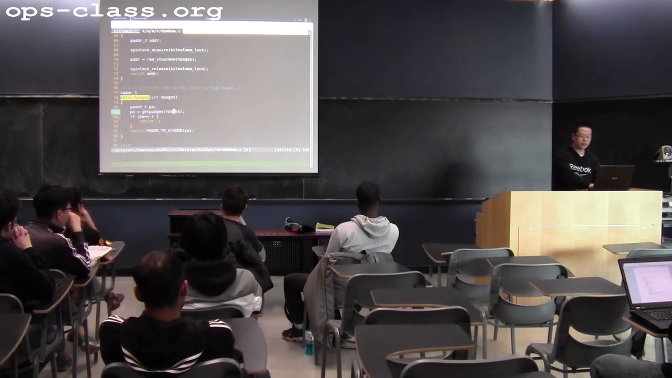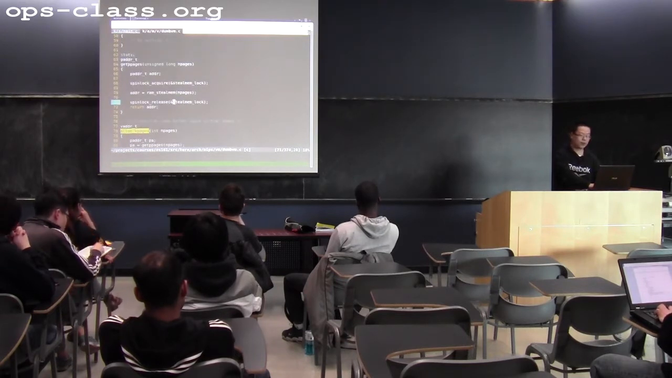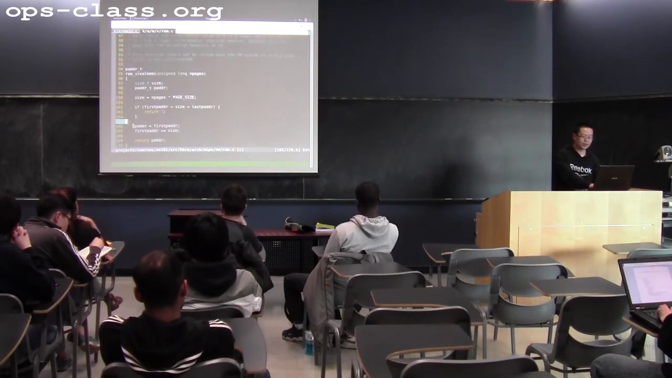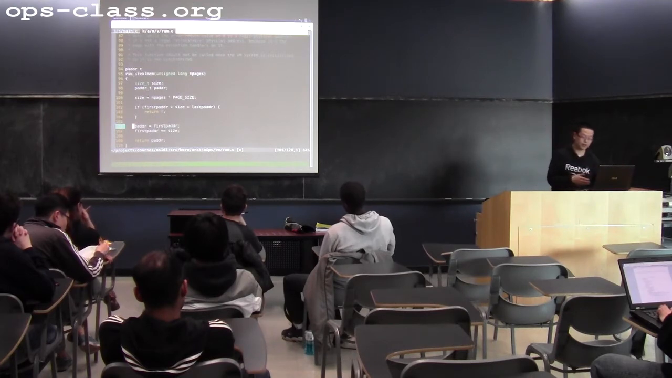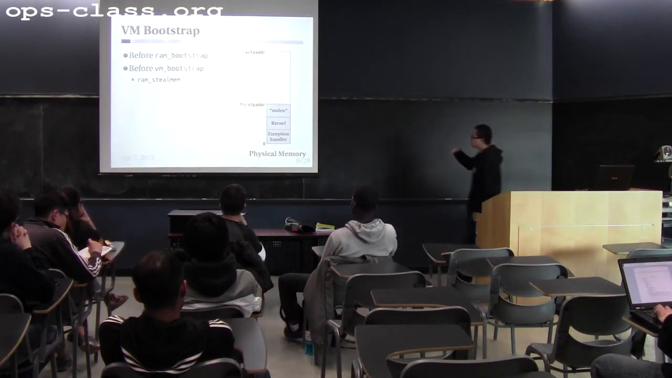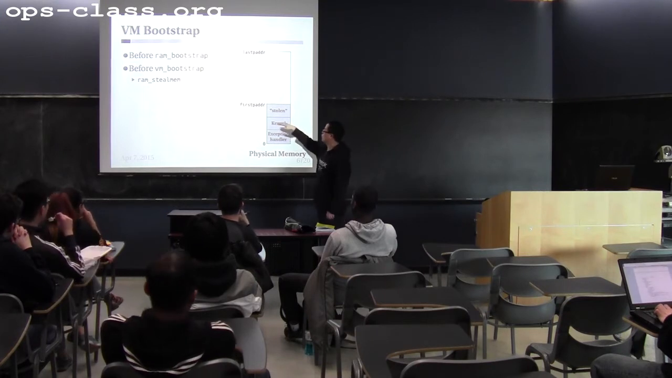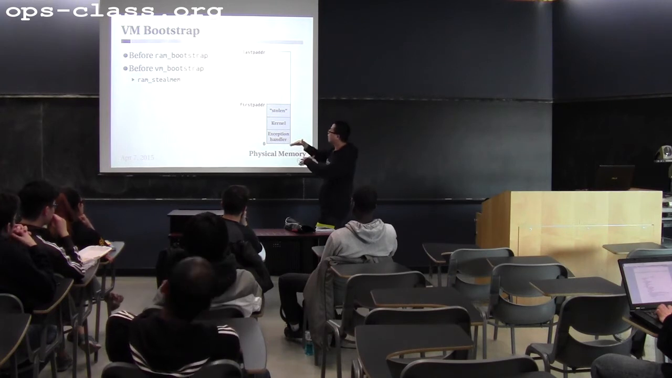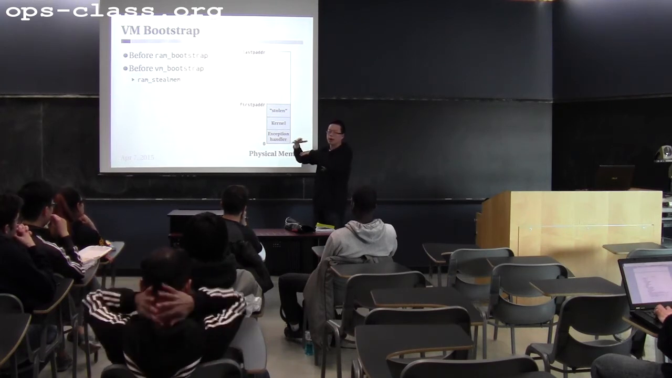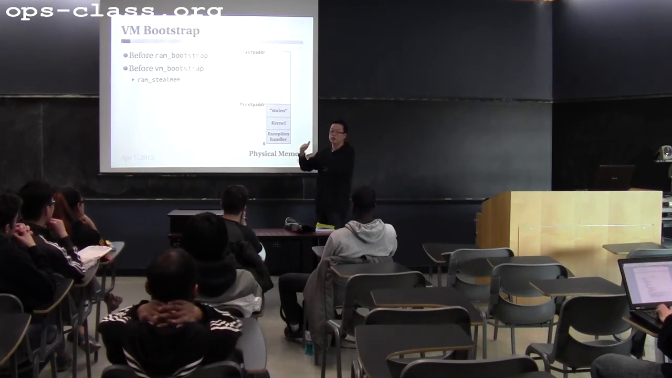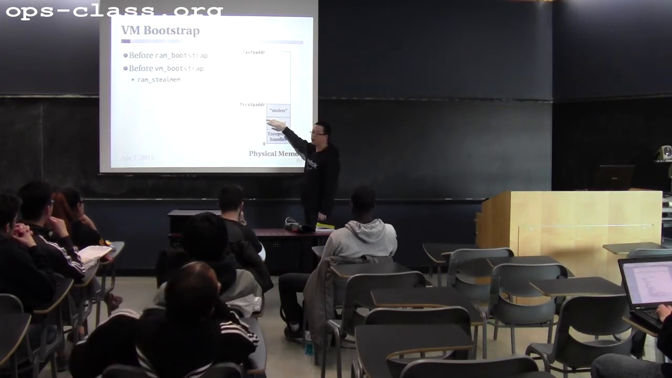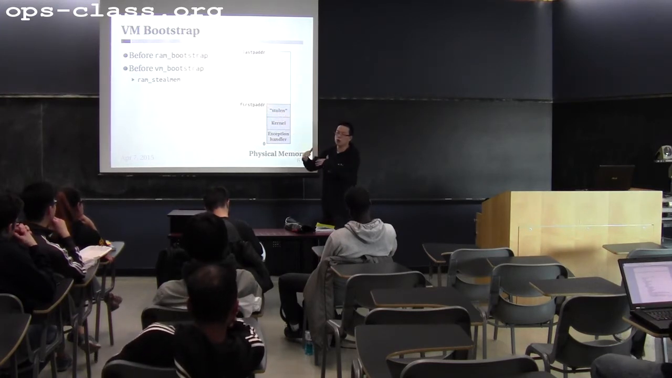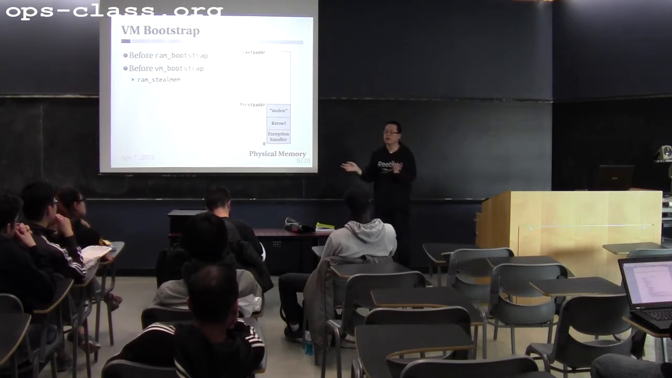it will call getppages, which will call ram_stealmem, right? If you go to the definition of ram_stealmem, you will find that they just keep forwarding the first physical address, right? So right before ram_bootstrap, the first physical address is here. So from here to here is the available physical memory you have. And then if some other function calls kmalloc, which at the end will call ram_stealmem, then what ram_stealmem does is keep forwarding this first physical address, right?